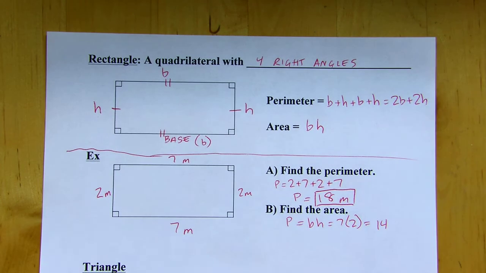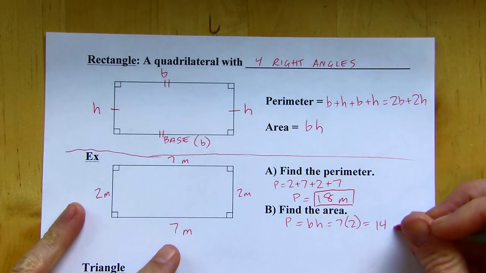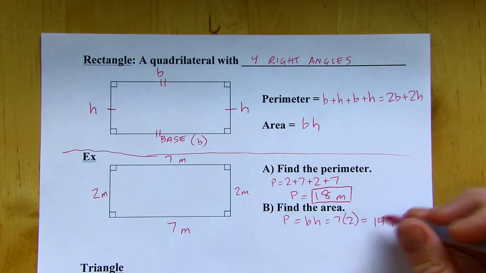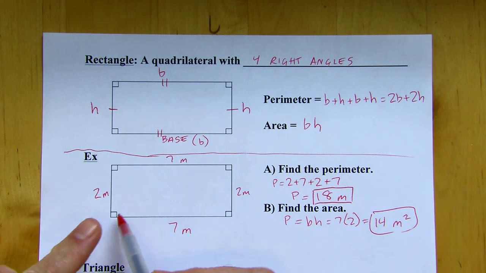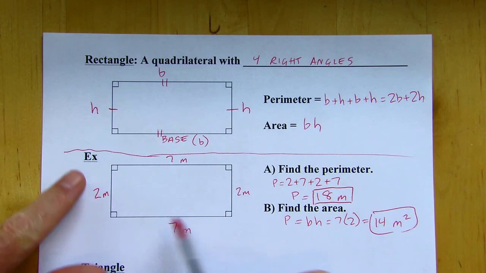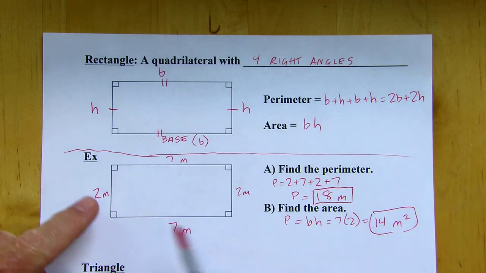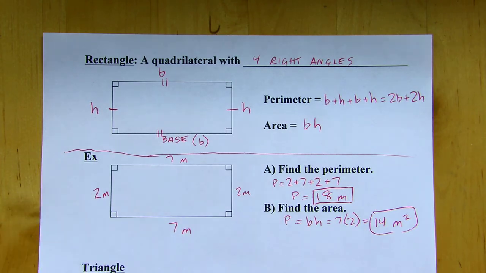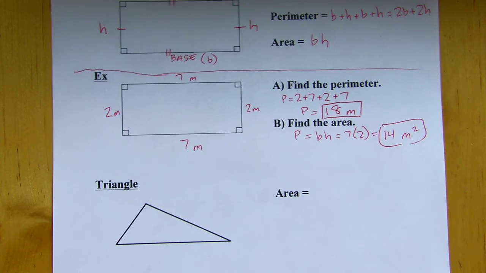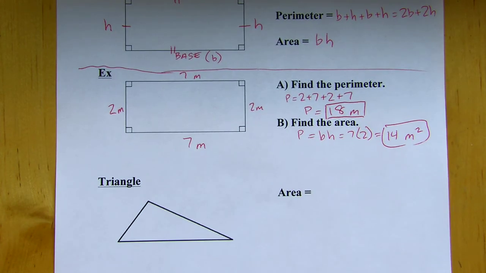Okay, now for my units, still got meters, but area is always square units. Okay, the perimeter is a linear distance. You could measure that with a ruler, but you can't measure area with a ruler. You're going in 2 dimensions, and that's why the units are always squared. Okay. All right, and now moving on to a triangle.